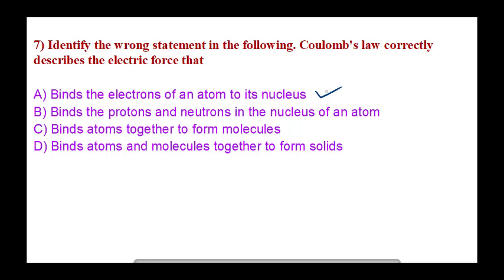Protons are positively charged, electrons are negatively charged, so it binds the electrons because of the electrostatic force of attraction. Then binds the protons and neutrons in the nucleus of an atom. This statement is incorrect. For binding the protons and neutrons, there is a nuclear force, not the electrostatic force of attraction or repulsion. Then the third statement binds atoms together to form molecules.